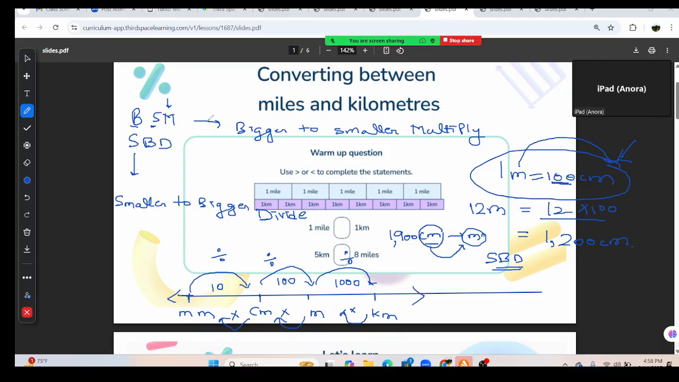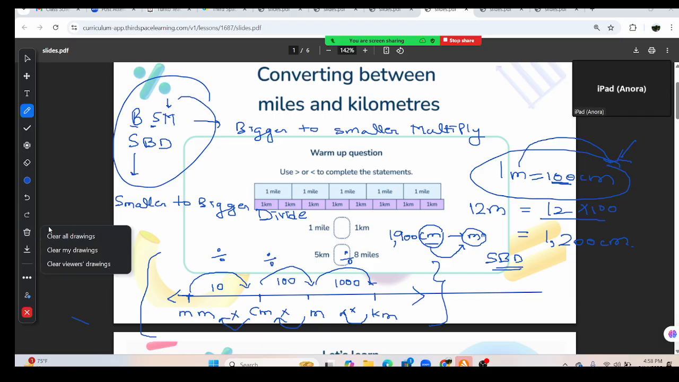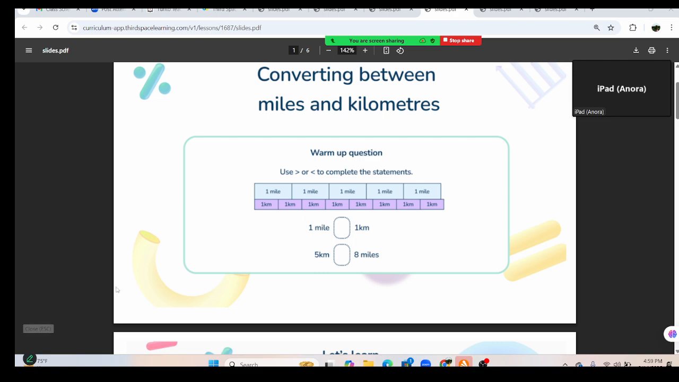So, write down this BSM and SBD rule. Also, make this diagram, this number line. When you are done, let me know. I'm waiting. Did you write the rules also, BSM and SBD? Okay, very good.